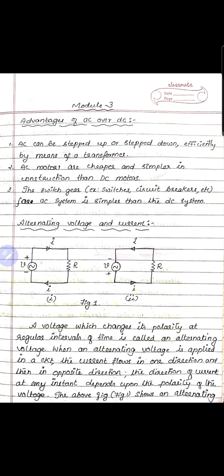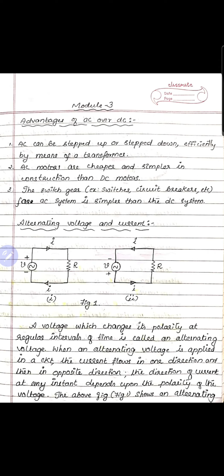Referring to figure 1, if you are applying an alternating voltage, at one instant we can say there is a plus-minus situation. So current will flow from positive to negative through R, that is in a clockwise direction. In the next instant, this polarity can be changed. So the current again flows from positive to negative through R, but in the opposite direction, that is, the anti-clockwise direction. Similarly, it will alternate. That's why it is called alternating voltage or alternating current.